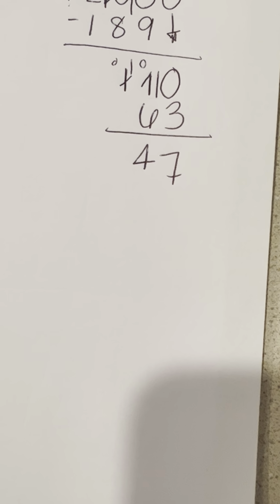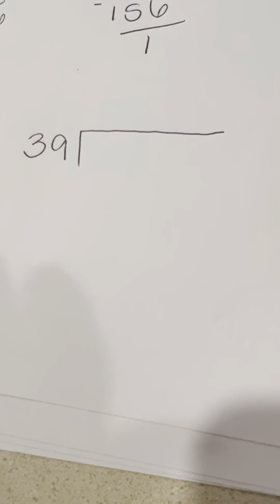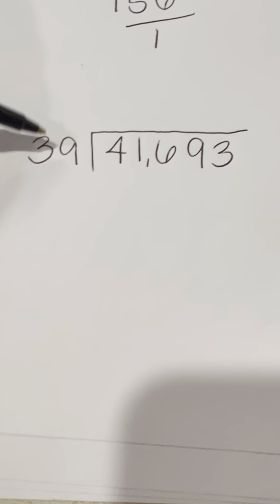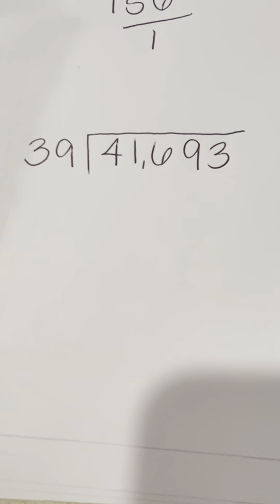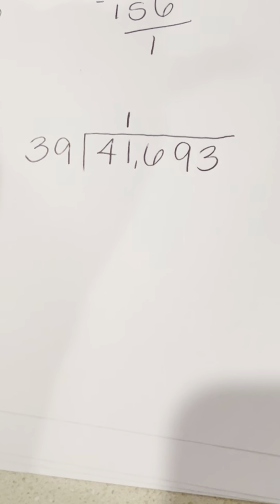I'm going to do a few more. Let's say I do 39 into, I'm just going to do 5 digits just as a challenge because if I were there, we would be doing like 6 digits right now, but I'm not. 6, 9, 3. Okay. So 39 obviously doesn't go into 4. 39 is going into 41. I know 1 time. So 1 times 39 is 39.